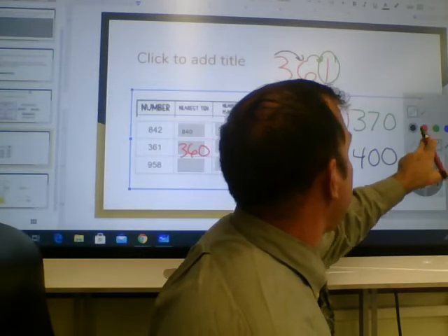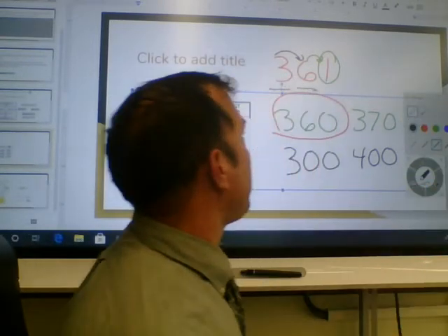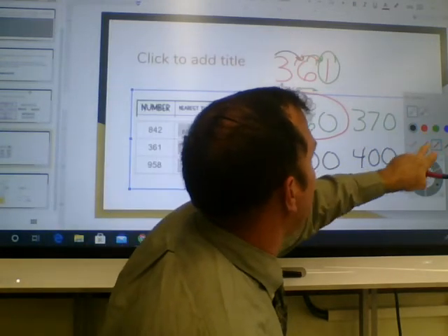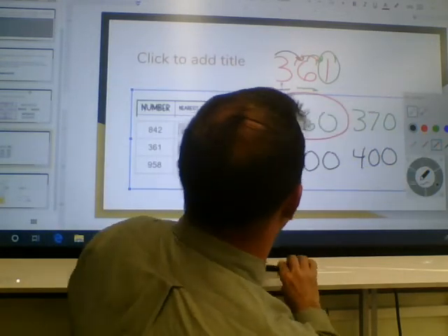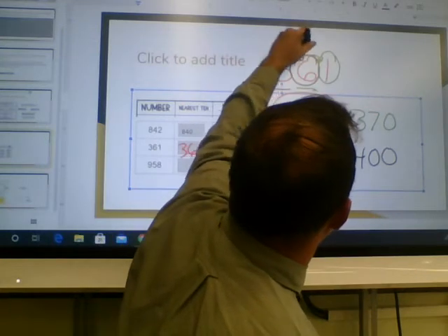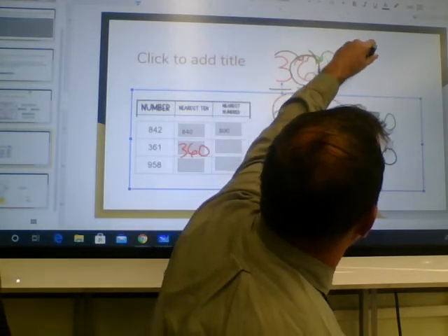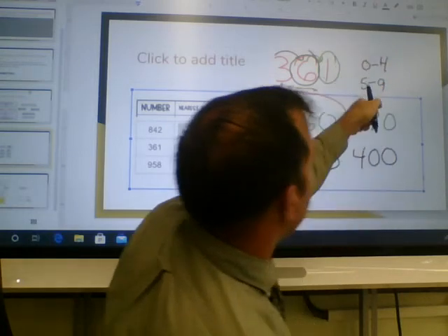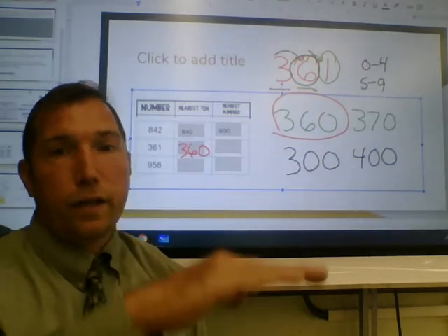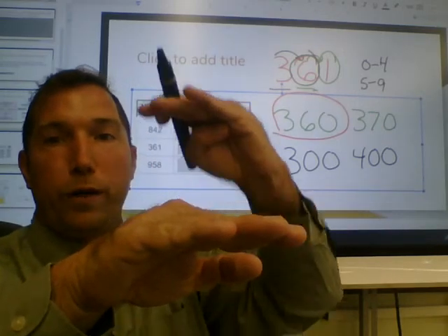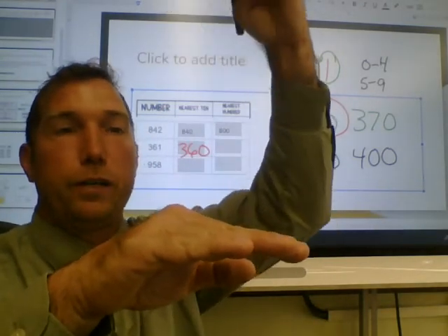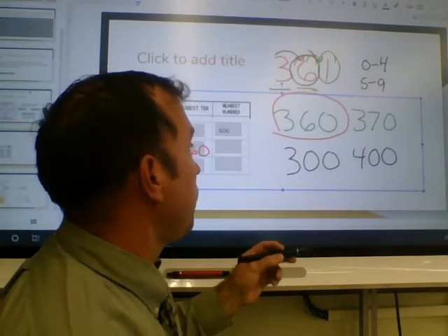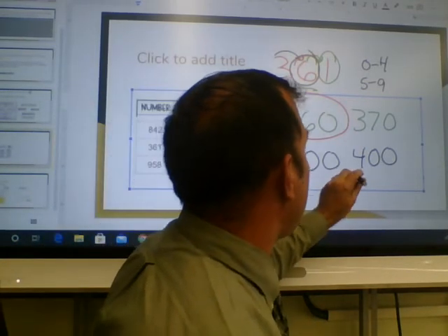I'm trying to figure out, again, am I more than halfway there? And that 6 is what tells me that. That 6 is the one that tells me. And 0 through 4, I round down, which we've been doing. This one, though, is in that 5 to 9 category. Again, 350 is that midpoint. 361 is above it. That means I have more than half of the 100. So in this case, I would want to pick 400.